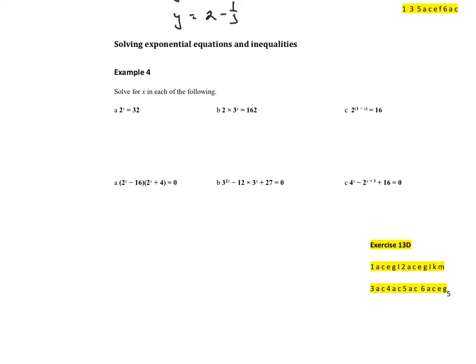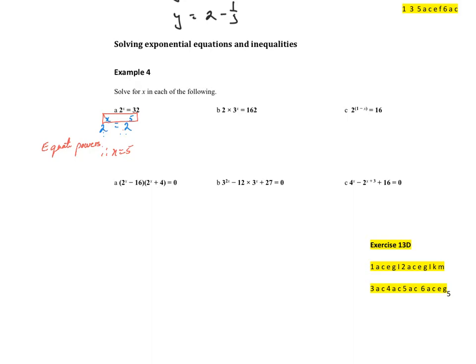Okay, so solving exponential equations typically involves trying to get the bases the same throughout. What I mean by that is I've got 2 to the x there. 32 can be written as 2 to the power of 5. So if my bases are the same, the only way these two expressions can be equal is if the powers are the same. We don't cancel them, we equate. Because the bases are equal, the powers have to be equal. So therefore we can say x is equal to 5.